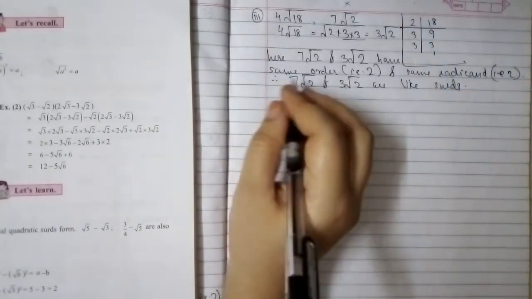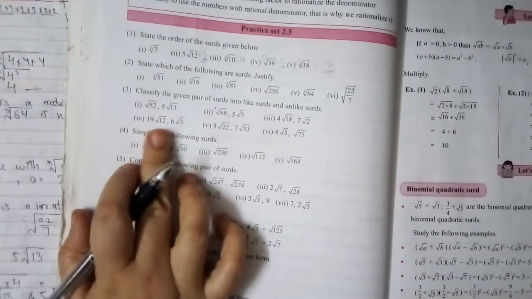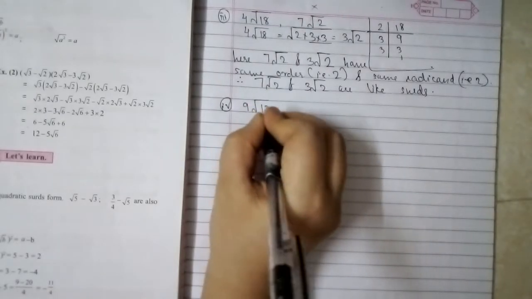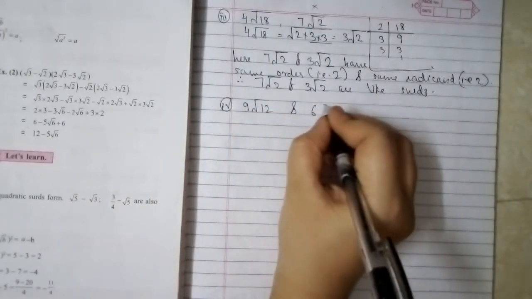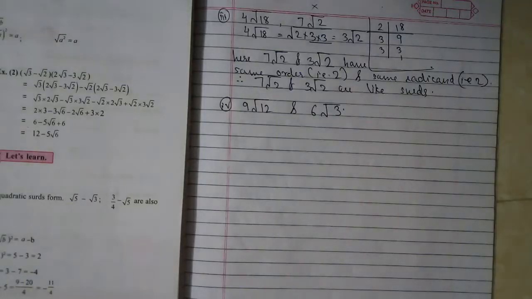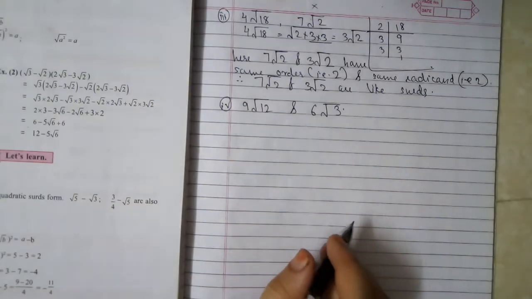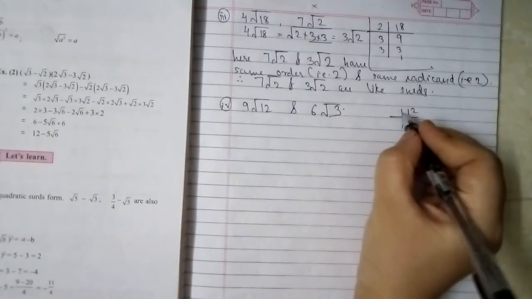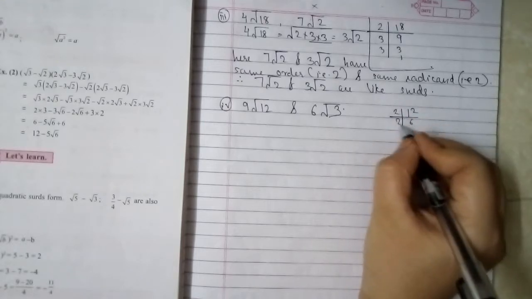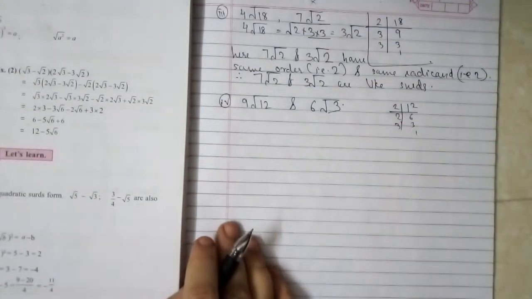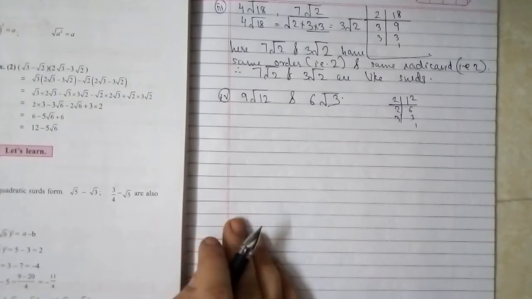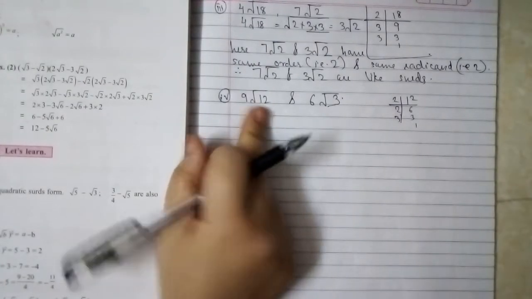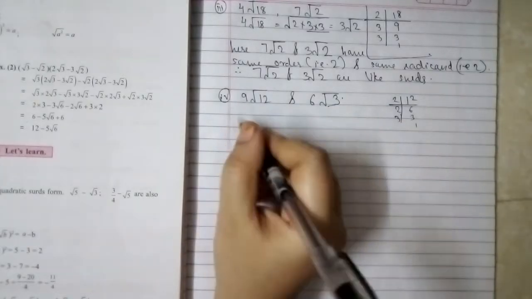Now question number 4 is 9 root 12 and 6 root 3. Let's solve it. This cannot be factorized, but this can be factorized. 12: 2 6s are 12, 2 3s are 6, 3 1s are 3. So let's solve here.